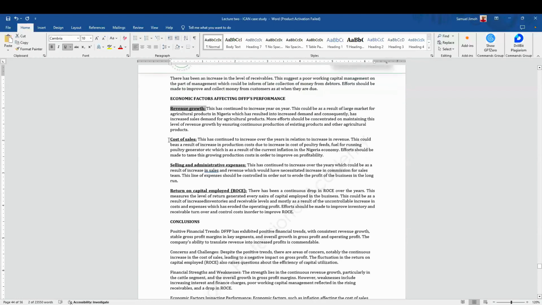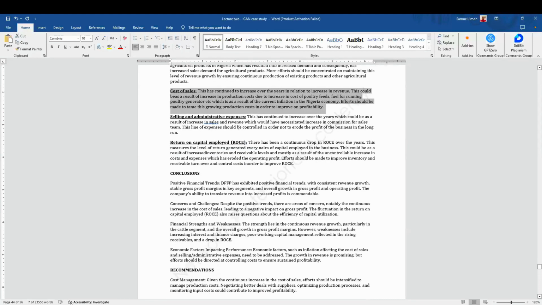Then cost of sales. What could be the reason for the continuous increase in cost of sales? Possibly the increase in cost of poultry feeds, fuel for running the poultry generator, etc., which could be a result of the current inflation in the Nigerian economy at that time, right? That could be the reason why the cost of sales is also growing very fast. Then the administrative expenses are also growing, right? So what are the possible factors for that? The return on capital employed has also been dropping over the years. So what could be the factors?